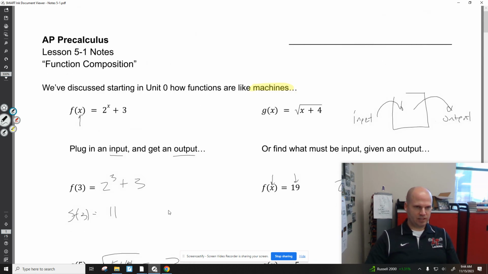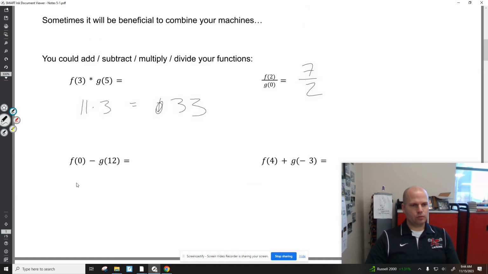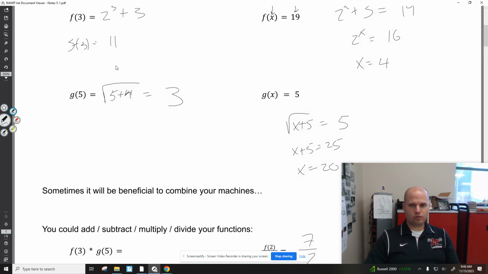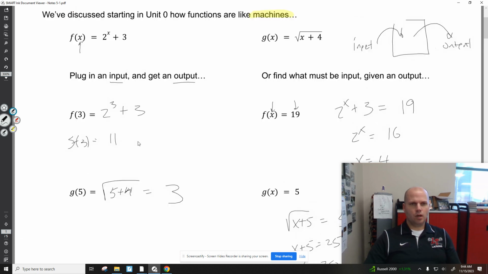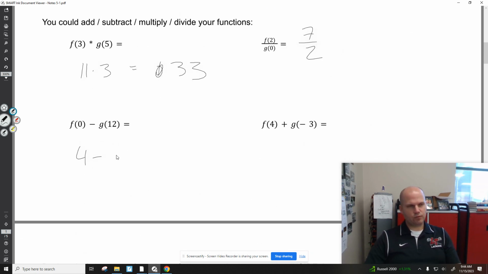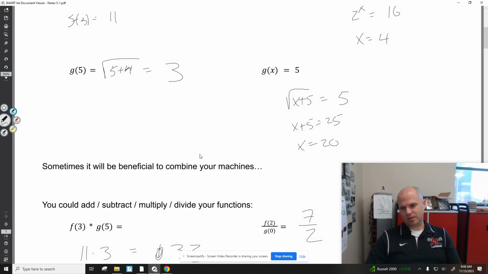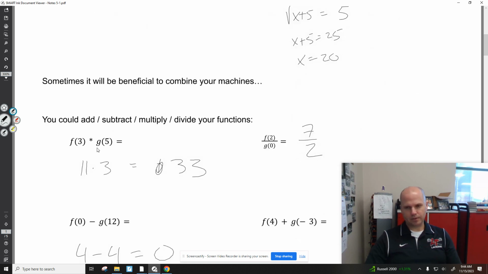You can subtract, you can add. I'll do the subtract, I won't do the add. 2 to the 0 is 1. 1 plus 2, 1 plus 3. 1 plus 3 is 4. G of 12 is root 16. Root 16 is 4. I get 0. Cool. And the same thing would go here. I mean, this is a good one to do because you need to remember. Oh, never mind. I thought it would be a negative power. But anyways.